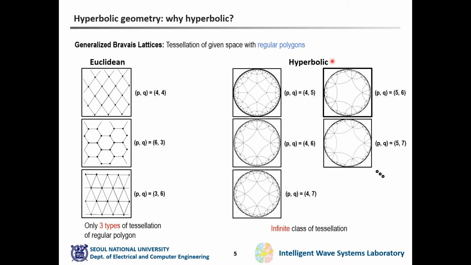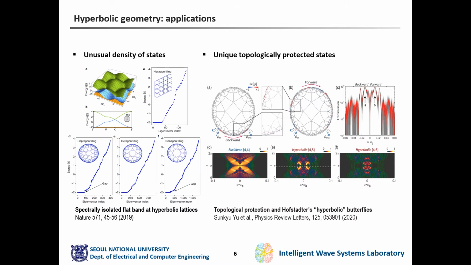In contrast to Euclidean space, in hyperbolic space, an infinite number of tessellations of a given space is possible, providing a rich class of lattices to study wave behavior. Owing to this rich class of lattices, unique wave behavior unseen in Euclidean lattices is reported in hyperbolic lattices. For a hyperbolic Kagome lattice, a spectrally isolated flat band is reported, as can be seen in figure D and figure F. On the other hand, for a Euclidean Kagome lattice, the flat band is connected to other parts of the spectral band, as can be seen in figure C.